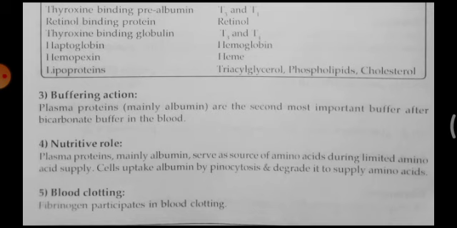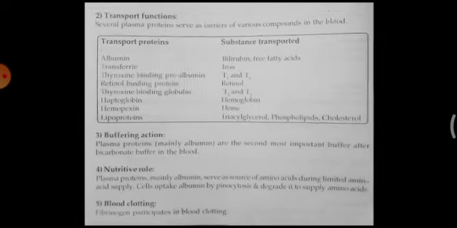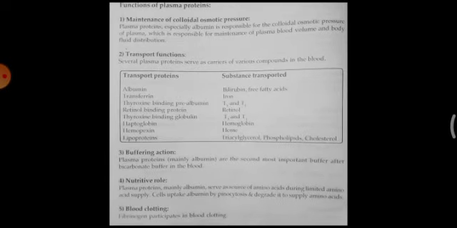Among the plasma proteins, fibrinogen helps in blood clotting. Fibrinogen participates in blood clotting. These are a few of the functions that plasma proteins perform.